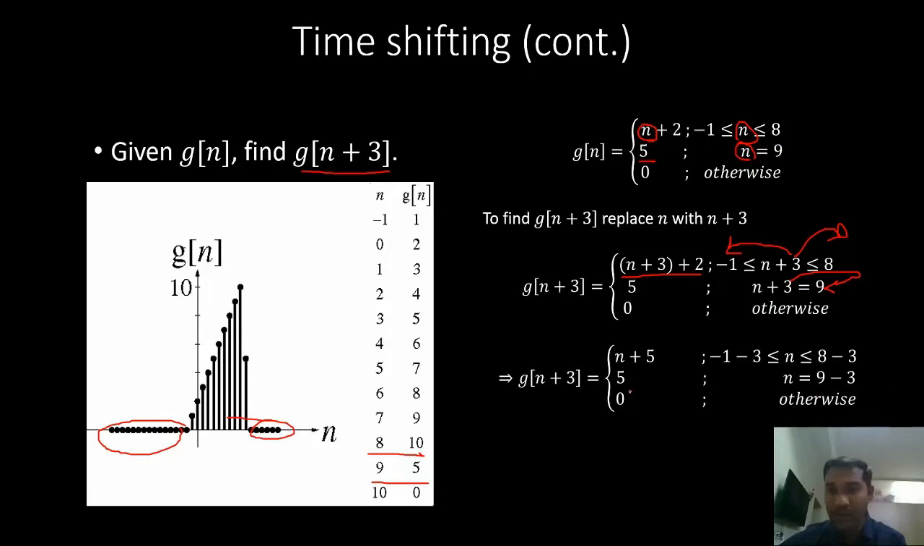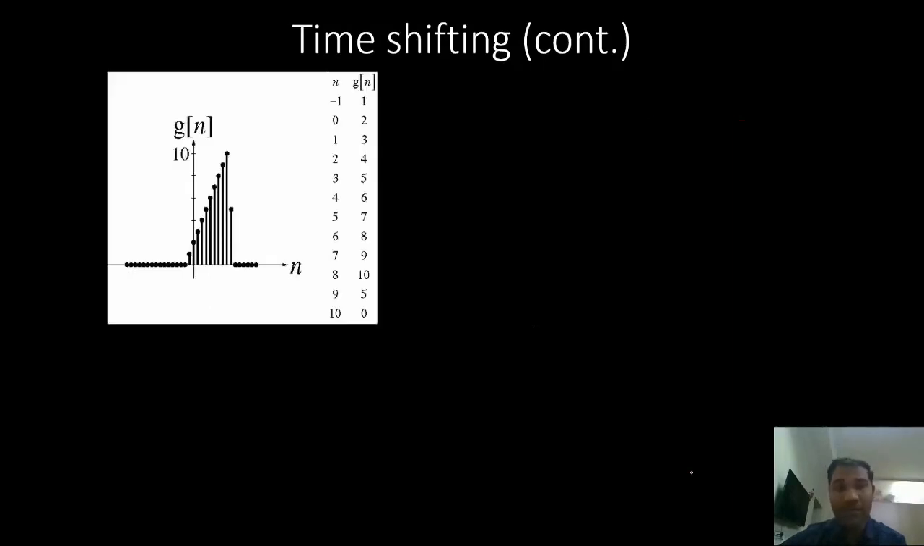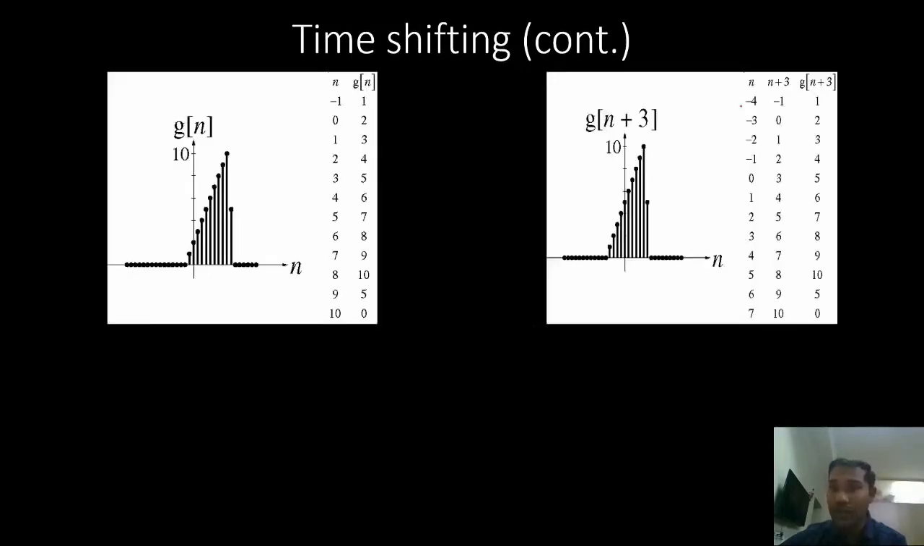So simplifying further, it is n plus 5 from minus 4 to 8 minus 3, which is 5. So from minus 4 to 5, the value of g of n plus 3 is n plus 5. For n equal to 6, the value is 5. Otherwise, it is 0. The same thing, we will represent it in graphical form. From minus 4 to 5, the value of g of n plus 3 is n plus 5.